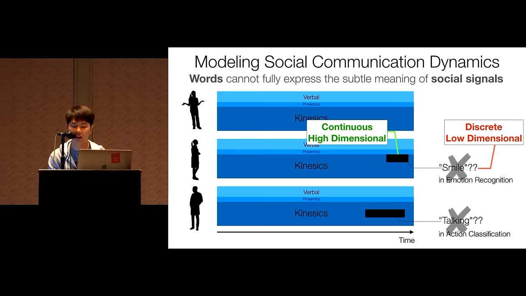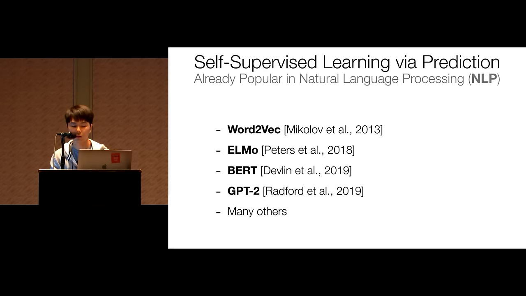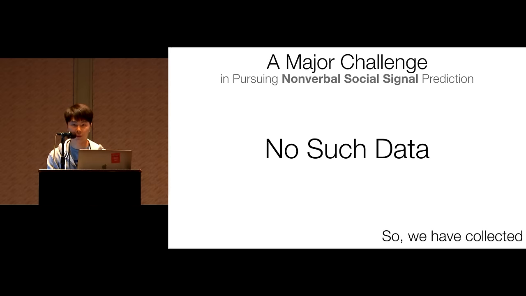In this paper, we present social signal prediction as a way to understand nonverbal communication. The goal is to train machines to predict a part of social signals by using other signals as input. We hypothesize that there should be clear correlations among those signals which machines can learn. Notably, this formulation is already very popular in NLP, for example, pre-trained word embedding. However, this approach is really hard to apply to nonverbal signals because there is no data we can directly use.